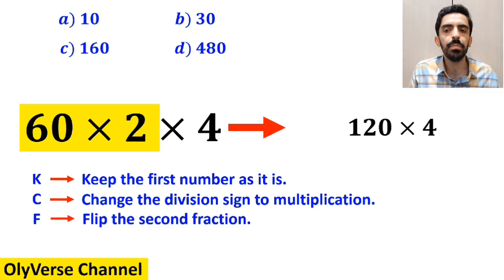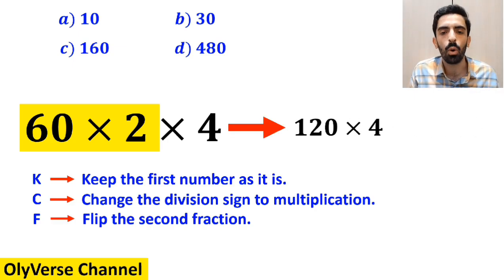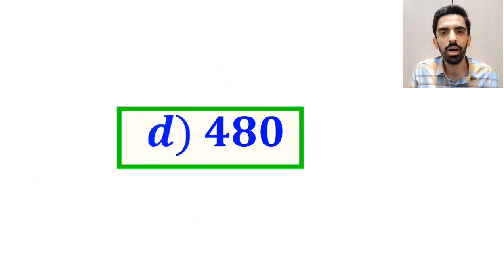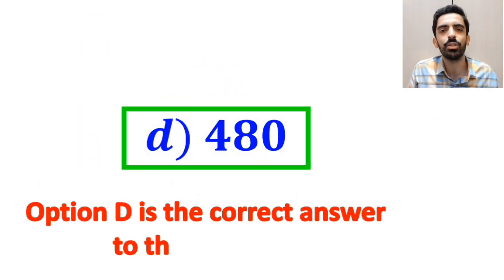Now, this expression simplifies to 120 times 4, which finally gives us the answer 480. Therefore, option D is the correct answer to this question.